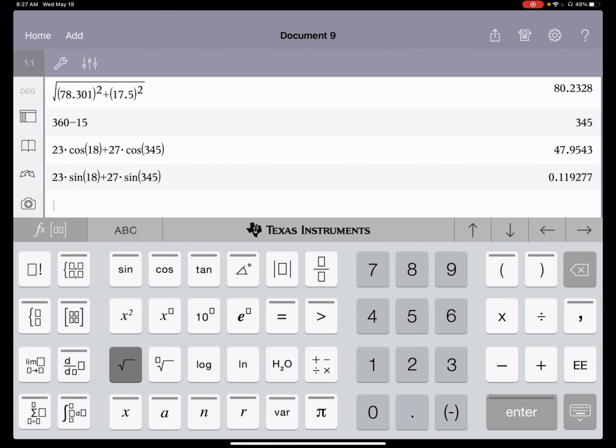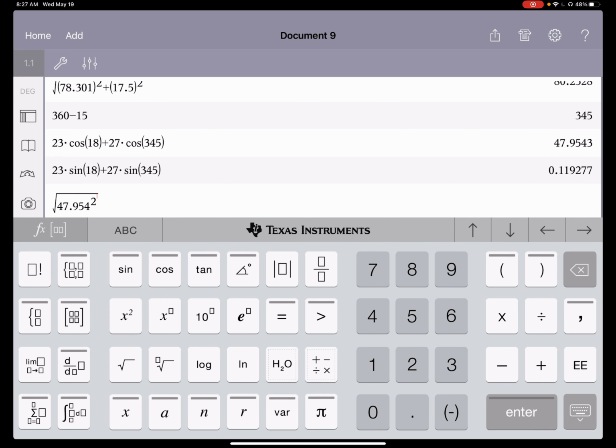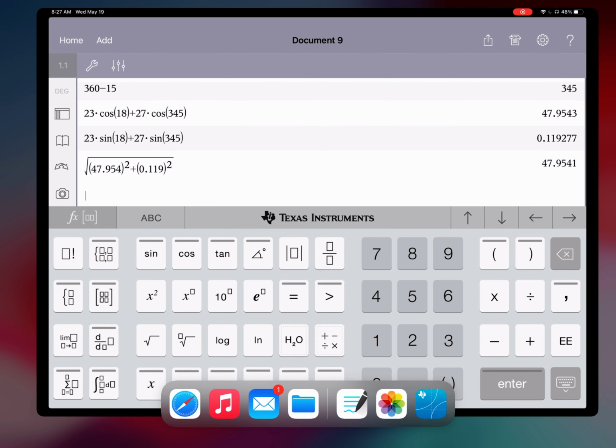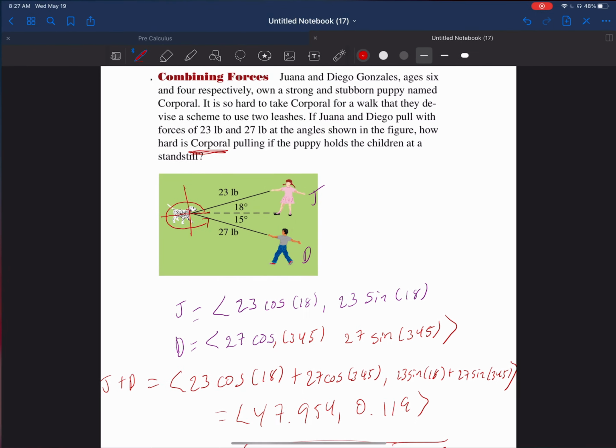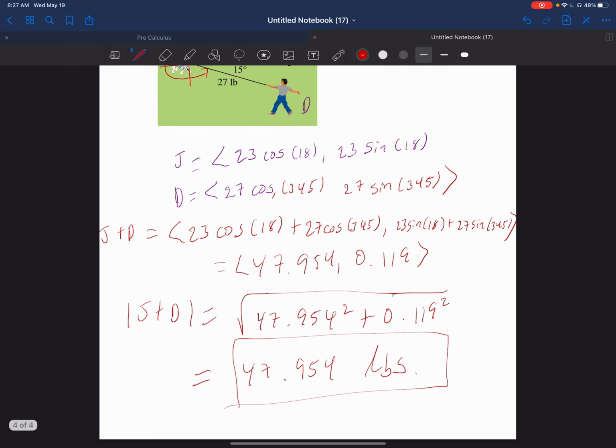I'll go to my calculator, square root of 47.954 squared plus 0.119 squared. I get my answer of 47.954 pounds. And that will be my final answer.